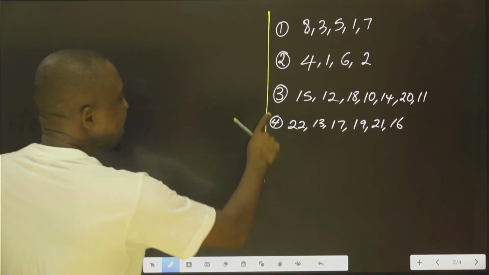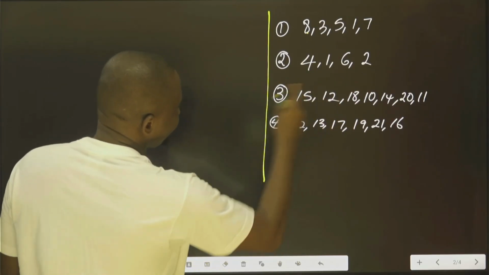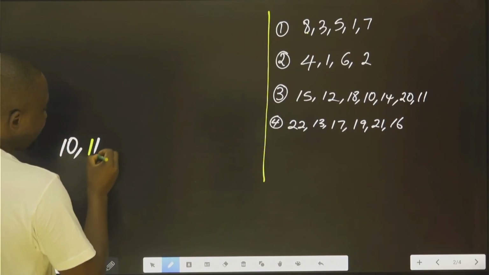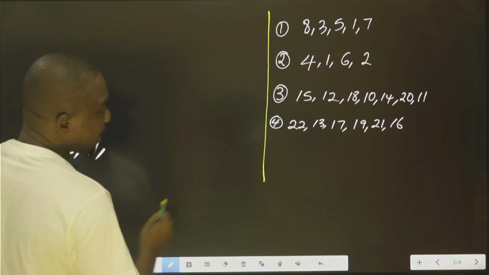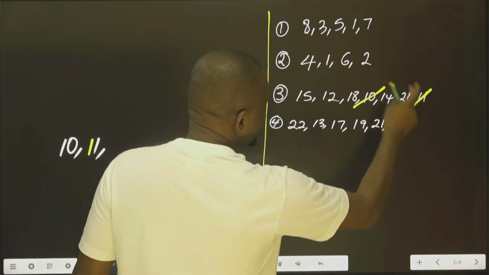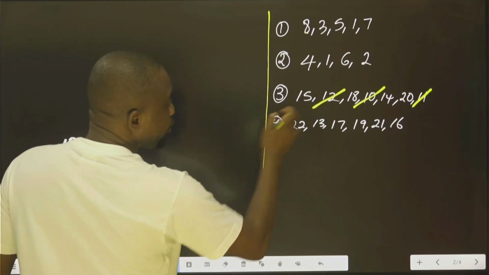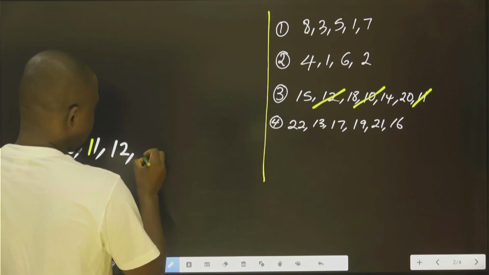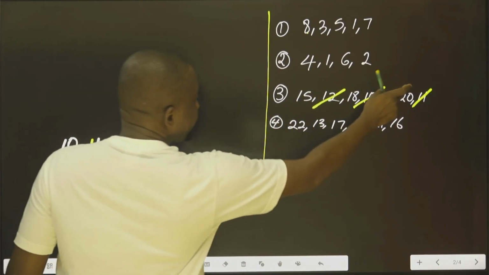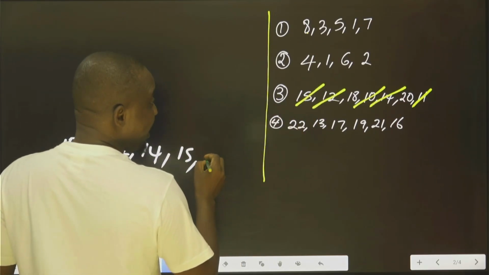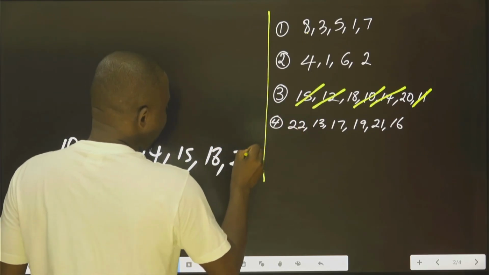Okay? Let's first of all arrange in ascending order. As you can see, we're going to write 10 first, followed by 11. After 11, that is, this is out, this is out. Then we follow by 12, followed by 14, followed by 15, followed by 18, then 20.